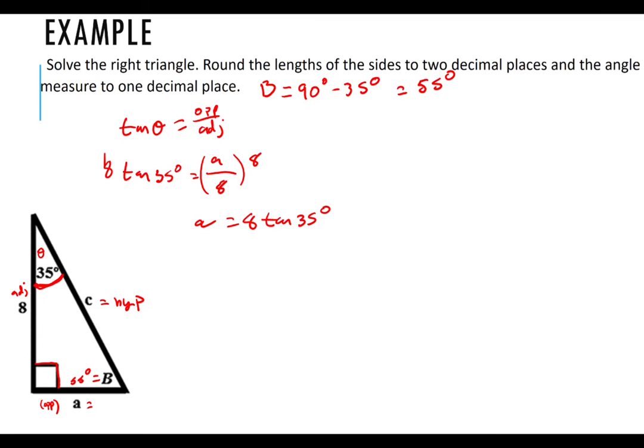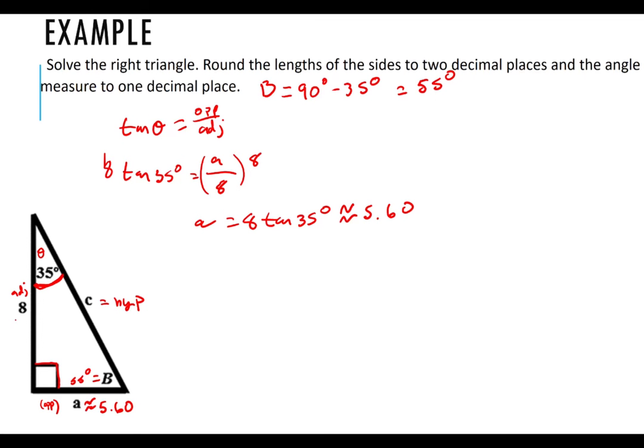Then 8 times the tangent of 35, since we are rounding side measurements to 2 decimal places, I claim that this is approximately 5.60. And so I claim that A is equal to 5.60. Approximately, of course, we are rounding. Well, then I need to find that hypotenuse C.